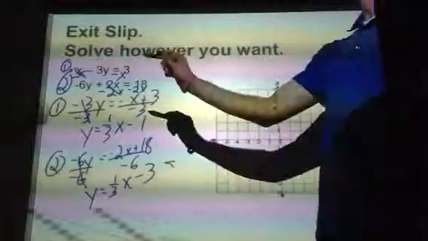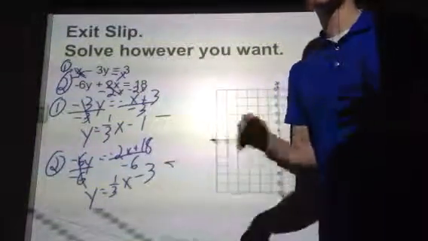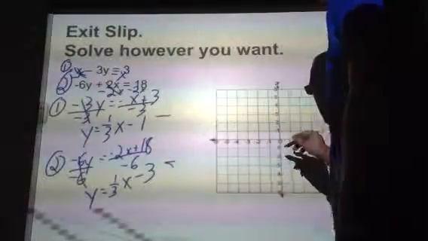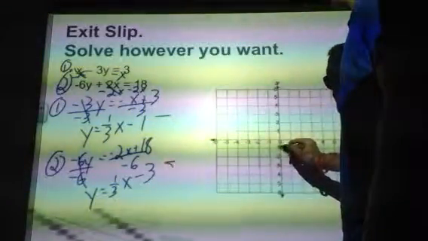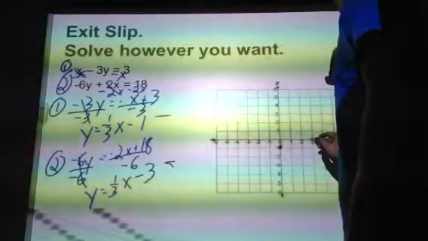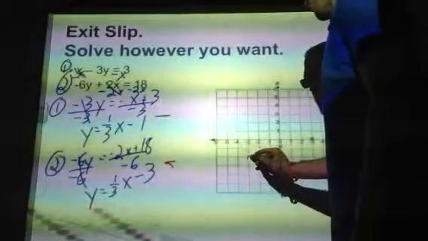Okay, what's the y-intercept of the top equation? What is y going to be when x is 0? Well, when x is 0, 1/3 times 0 is 0. Y is going to be negative 1. So we'll start at negative 1. And our slope is a positive 1/3, so up 1 to the right 3, or down 1 to the left 3.